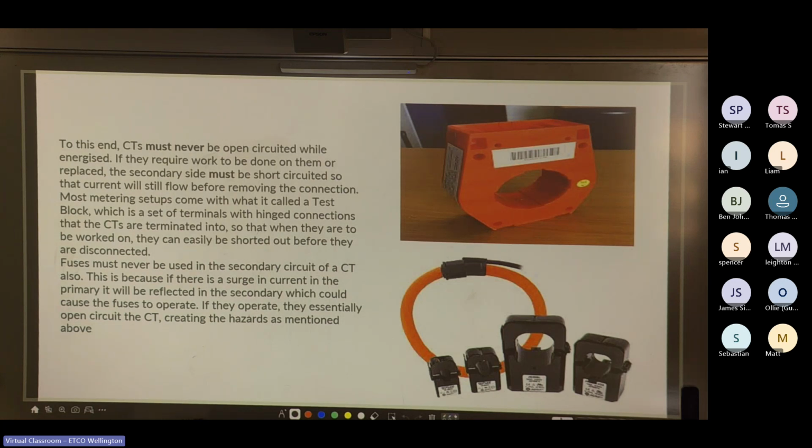Fuses must never be used in the secondary circuit of a CT also. This is because if there is a surge in current in the primary, it will be reflected in the secondary, which could cause the fuse to operate. If they operate, they essentially open circuit the CT, creating the hazards we talked about before. So you'll never find a fuse on a CT leg. If someone says that you need to install one, please refer them to how dangerous it would be if that fuse were to blow. Even if it was like a 50 amp fuse, it's still not worth the chance that it might blow and then cause the dangers we were talking about.